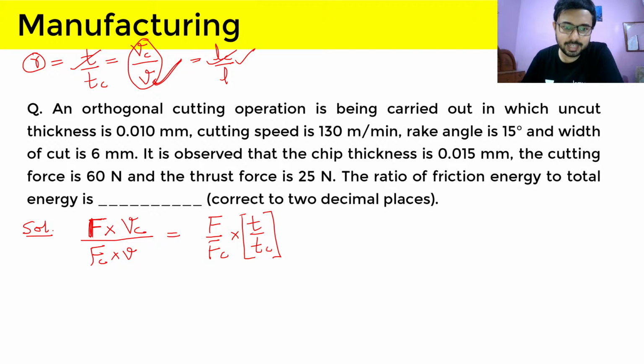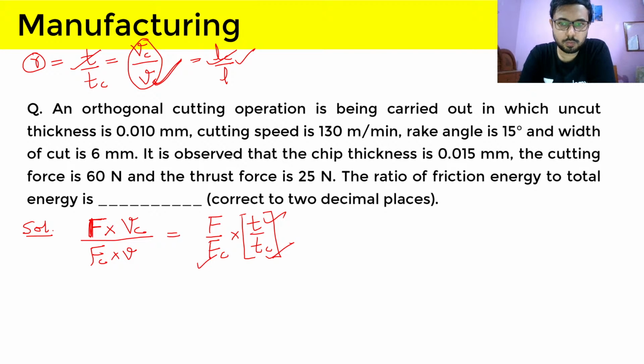Since t and tc are given in the question, we have just taken this ratio as equal to this. Here we have this, we have this, we have this, we have to just find the frictional force. And to calculate frictional force, what we need here is the beta angle, that is the friction angle.